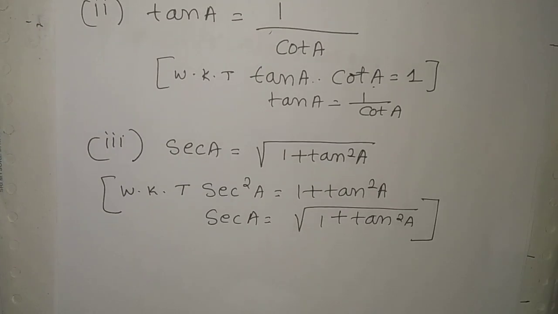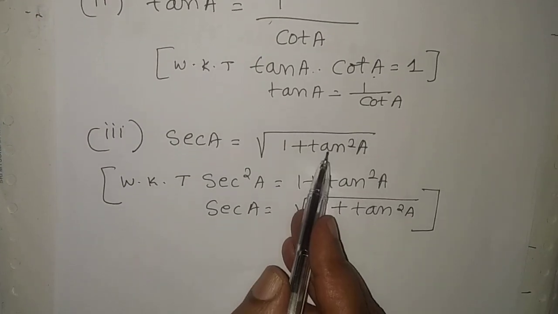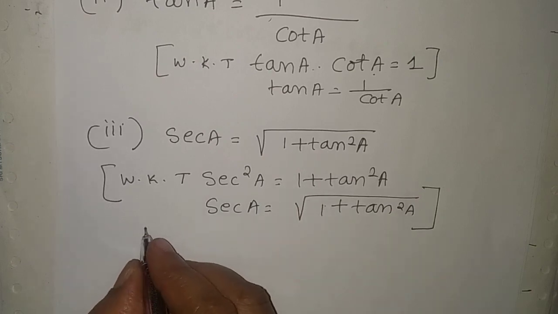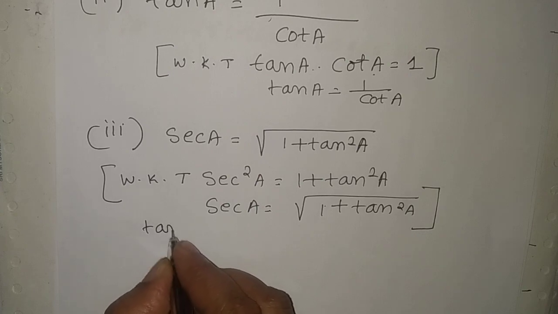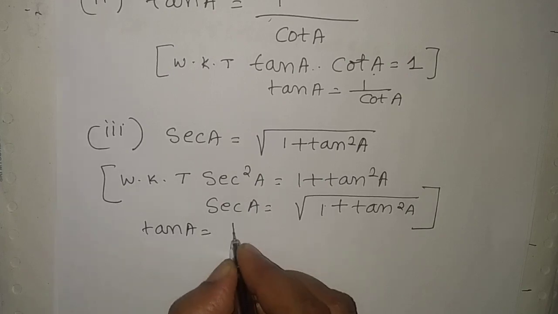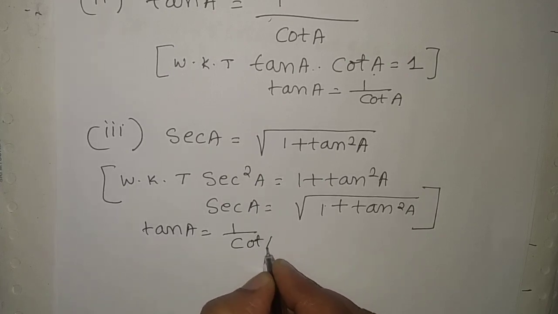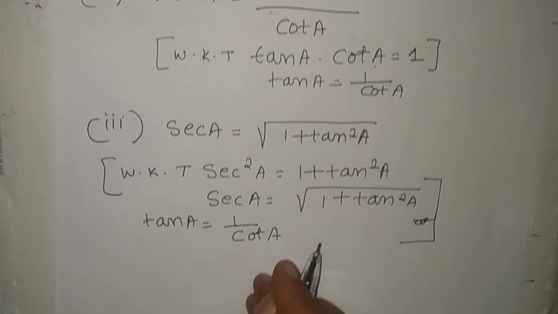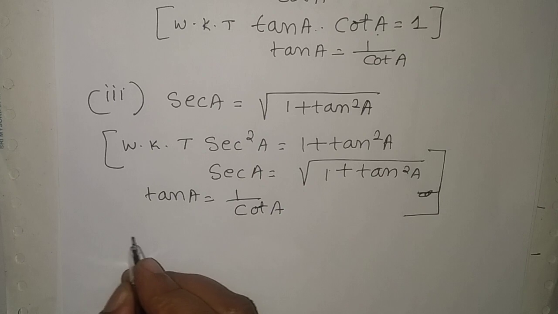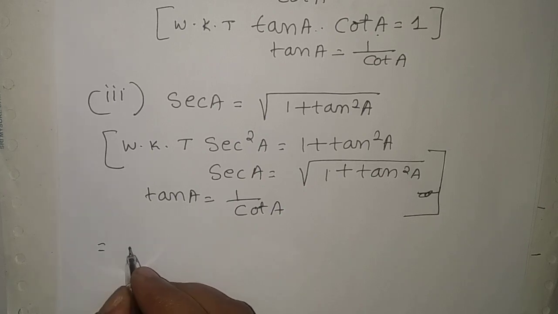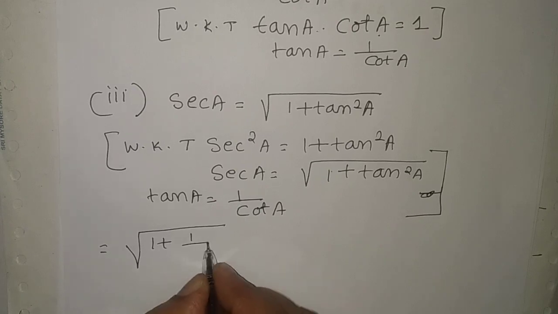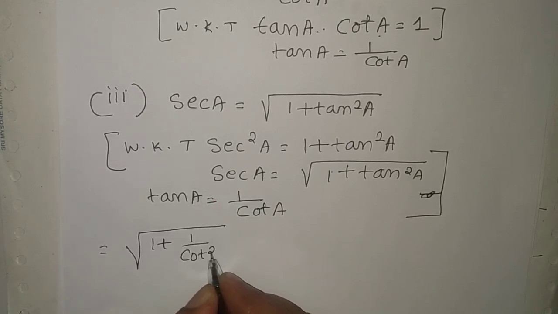So now we have to convert this into the cot form. Still we have not got it in the cot form. So again we know that tan A is equal to 1 by cot A. All these things we know. So now we have to substitute: secant A is equal to the square root of 1 plus 1 by cot square A.